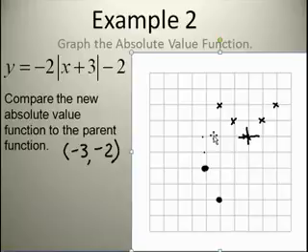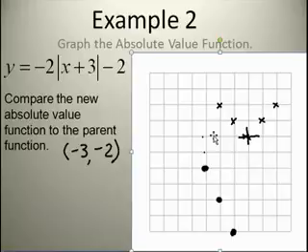Do the same thing with this point. This y value was +2. It's going to be -2 times that, so the new y value has to start at -4. And I'm going to shift it horizontally -3 and vertically -2.